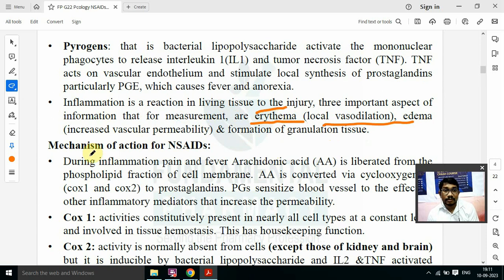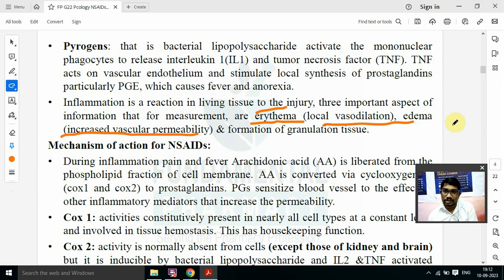Then edema means what? Increased vascular permeability. आपके blood vessel का जो permeability है, मतलब आपके blood vessel के अंदर blood है, बाहर नहीं है. तो blood vessel का permeability बढ़ जाएगा और अंदर का जो plasma है वो बाहर आ जाएगा. So there is an increased vascular permeability, and that leads to accumulation of fluid in the tissue that causes swelling, known as edema or oedema. दोनों बोलते हैं. So edema, and then formation of granulation tissue.